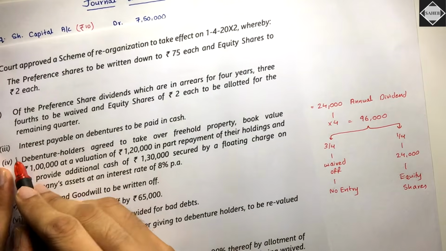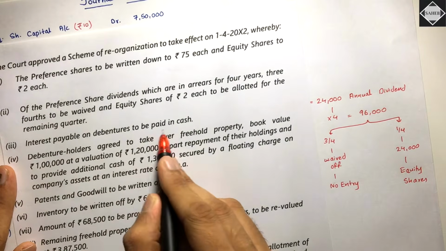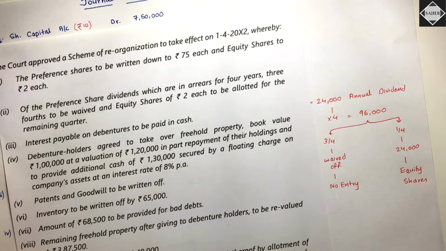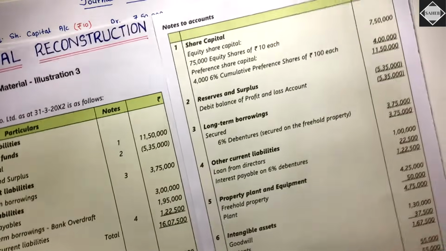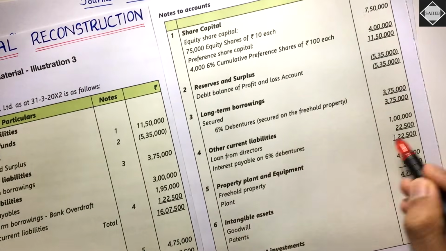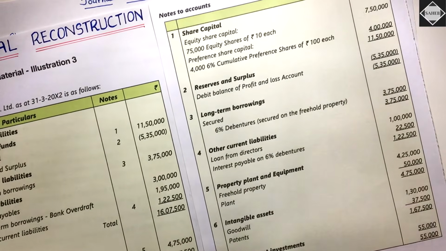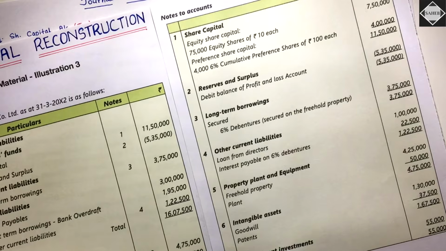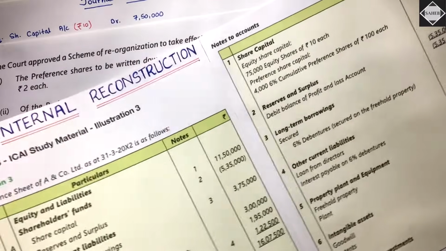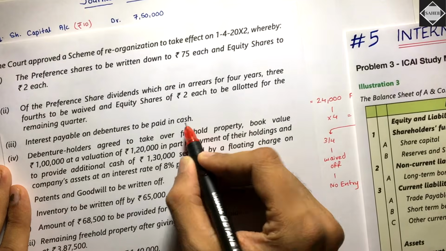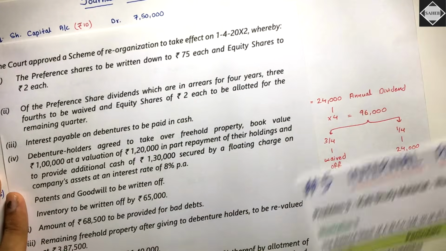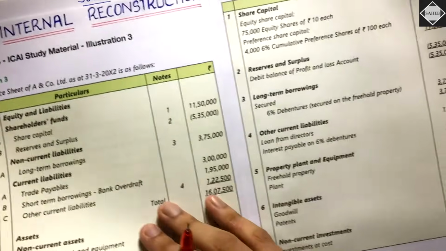Third one, interest payable on debentures to be paid in cash. Really simple. I told you in the balance sheet we have interest outstanding. See, interest payable on 6% debentures. How much is that? 22,500. Yeah, so you'll just make the payment. How simple is that? But here understand, they have said in cash. So you have to see in the notes to account whether you have cash or not.